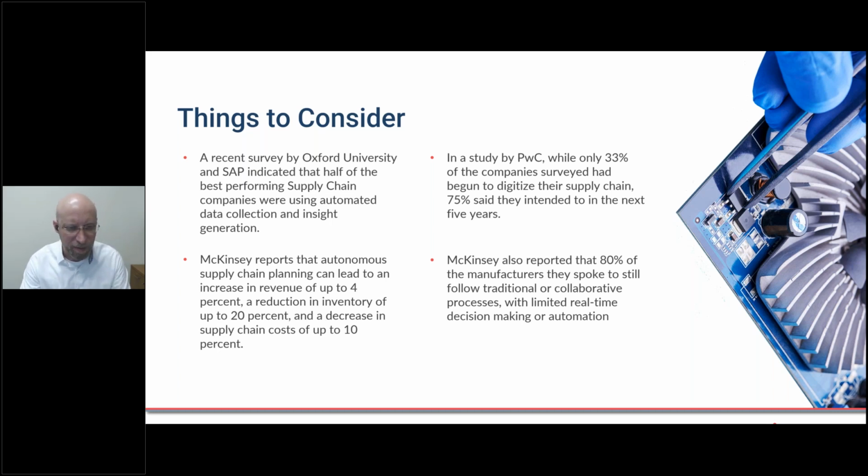McKinsey talks about how using automated or autonomous supply chain planning can increase your revenue up to 4% and reduce your inventory up to 20%. These are good wins. They're not just about dealing with unavailable materials, but also about better management of your existing stock and reducing your overall cost.